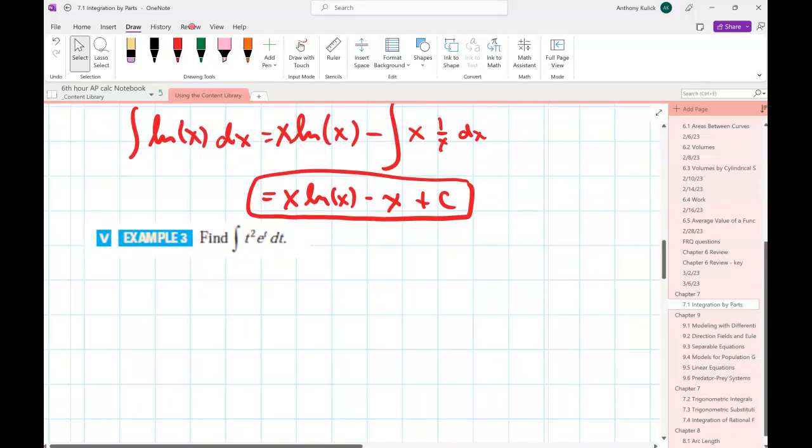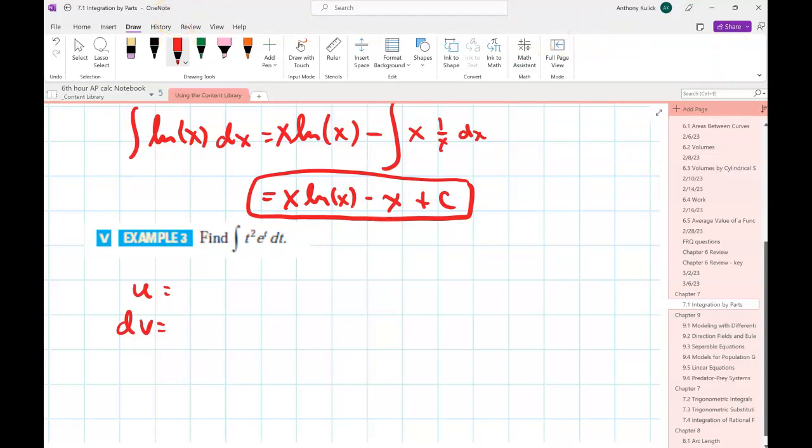Let's try this one. Which do you want to pick for u? t squared or e to the t? Which one's going to get simpler when you differentiate? t squared, right? What one's easy to integrate? e to the t, right? Doesn't get much easier than that. Why? It's just itself. So dv is like integrate and u is differentiate. Exactly right. Yes, 100%.